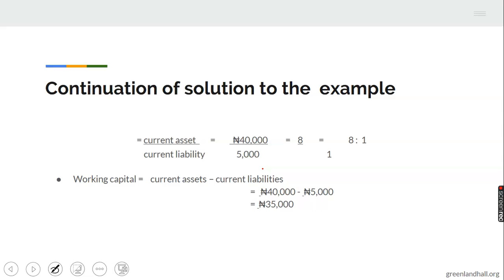The next one we'll be looking at is the working capital. Working capital is determined by the relationship current asset minus current liabilities. From the above information, we already have the current asset to be 40,000 and the current liability to be 5,000. Therefore, 40,000 naira minus 5,000 will give us 35,000. So the working capital is equal to 35,000. That is the amount or the fund that is available for the business to meet its immediate obligations.